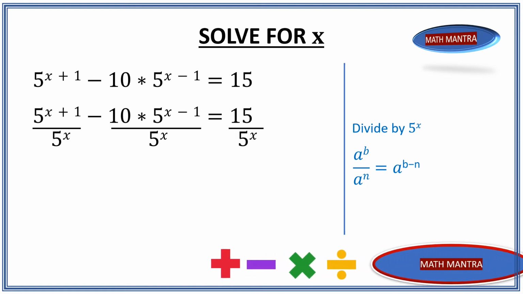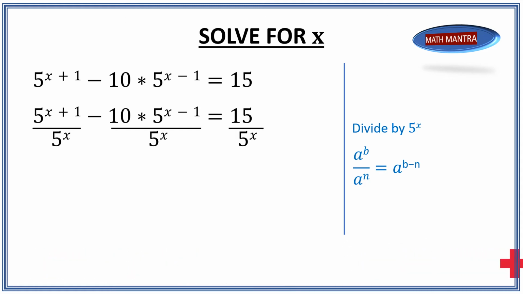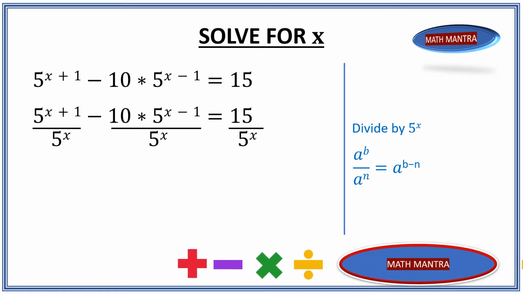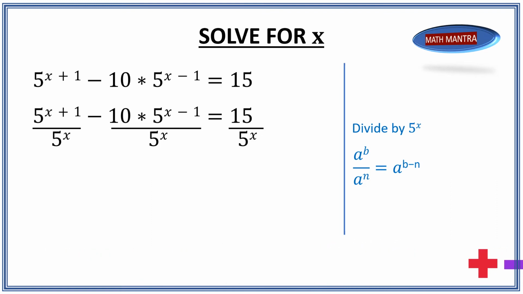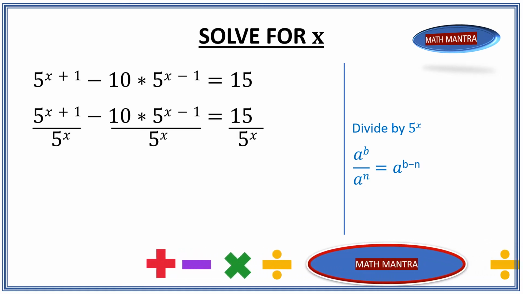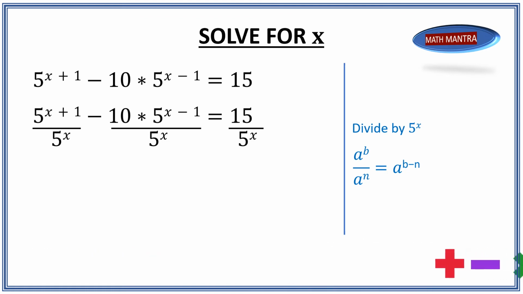So in this case, as you know, in 5 to the power of x plus 1 and 5 to the power of x minus 1, in the first and second terms, both exponents have positive x, right? So if I divide by 5 to the power of x, when I bring it up in the numerator, it gets a negative sign. That means it gets canceled out. That's the reason why we picked 5 to the power of x as the divisor.